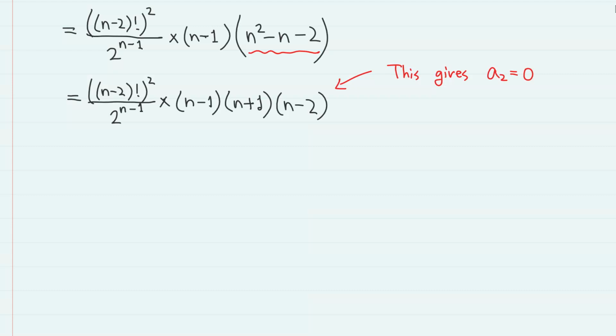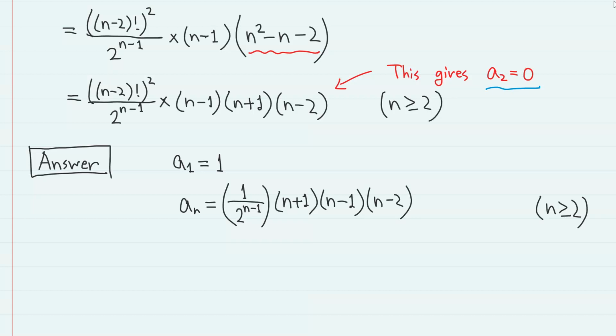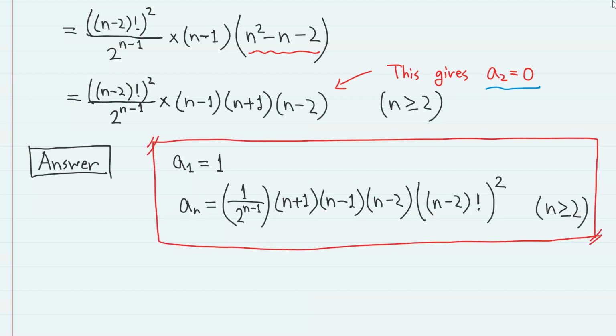Notice that this expression gives a2 equals 0 as given in the problem. So we can say that this result is true for all natural numbers n greater than or equal to 2. So the final answer is a1 is given as 1. And when n is greater than or equal to 2, an is given as, first, 1 over 2 to the power of n minus 1 in the polynomial part. So n plus 1 times n minus 1 times n minus 2. Then the factorial part, n minus 2 factorial squared. So we have obtained this beautiful answer.